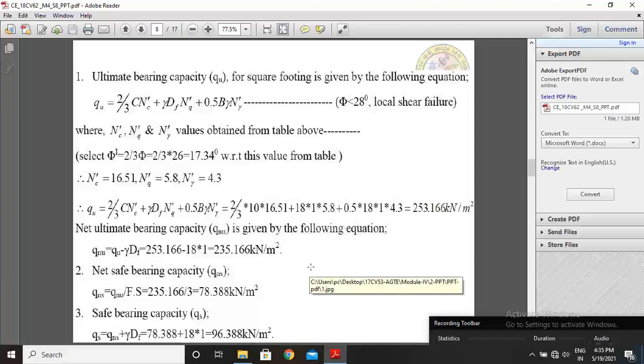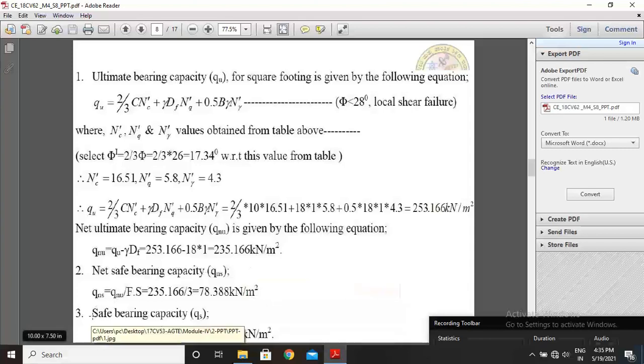Then next you calculate net safe bearing capacity, that is QNS, given by the empirical equation. QNS equal to QNU by factor of safety, that is net ultimate bearing capacity divided by factor of safety. Now substitute in this equation. QNU is 235.166 divided by factor of safety is 3. So now we are getting the answer 78.38 kilonewton per meter square. Don't forget units. Unit is also most important.